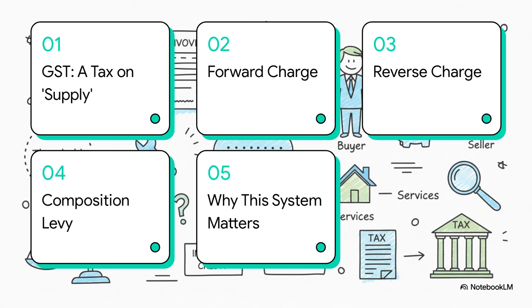First, we'll look at the one thing that actually triggers GST. Then we'll cover the standard everyday rule. After that, we dive into a really interesting twist on that rule. We'll also look at a simpler option for small businesses. And finally, we'll wrap it all up by talking about why this whole system really matters to you.